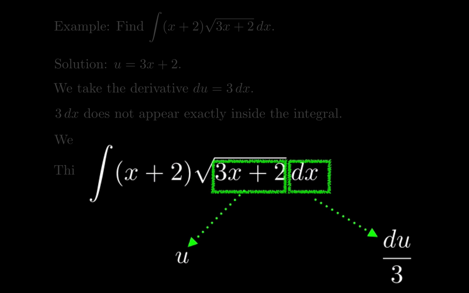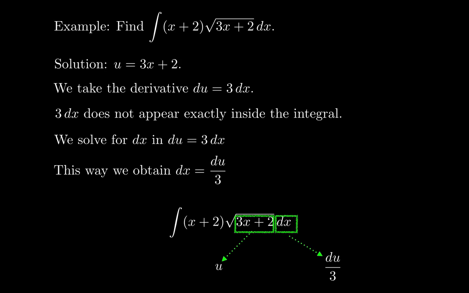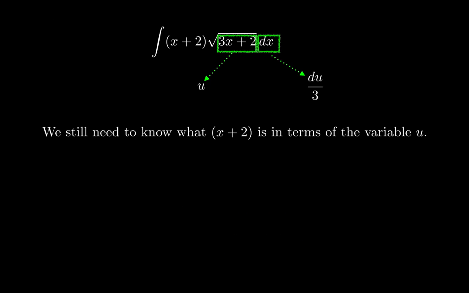Now we still have to solve the problem of having x plus 2 there, because when you do the substitution, everything has to be in terms of the variable u. So let's look at that. We still need to know what that x plus 2 is in terms of the variable u. Now let's recall something.